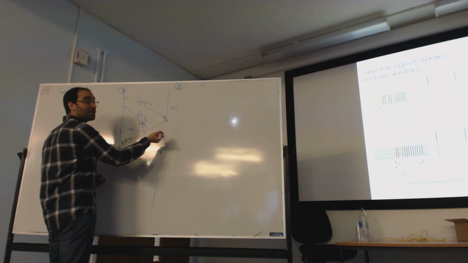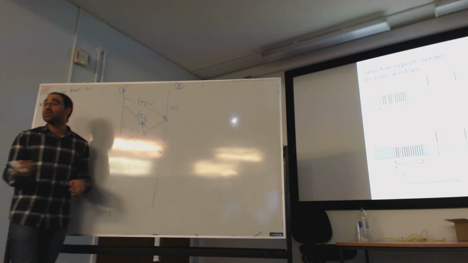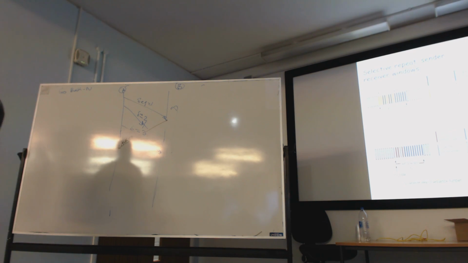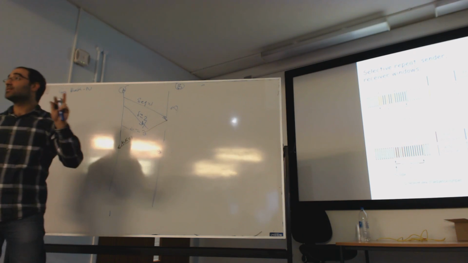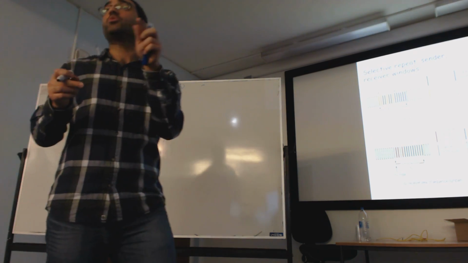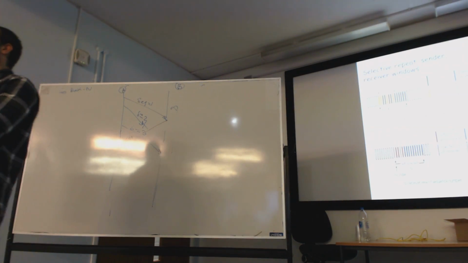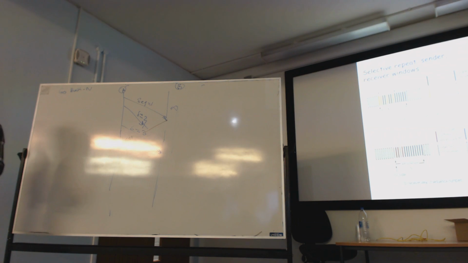This one did not arrive. This arrived out of sequence. What will he do? In Go-Back-N, he discards it, and he says that I've received this and everything before that. In selective repeat, what will the receiver do? Instead, will he discard it or not? So what will he do exactly?